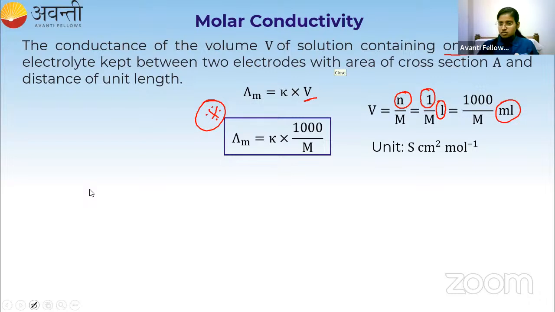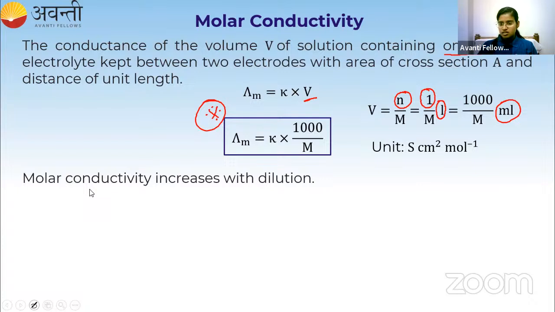Increases, sure. JNV Ramnagar, Kalaburgi, all of them are going for increases and JNV Shimoga is going for decreases. So which is correct? What about others? JNV Kokrajhar also increases. So majority of you are going for increases and that is the correct answer. Molar conductivity increases with dilution. This is the general term, the common thing.